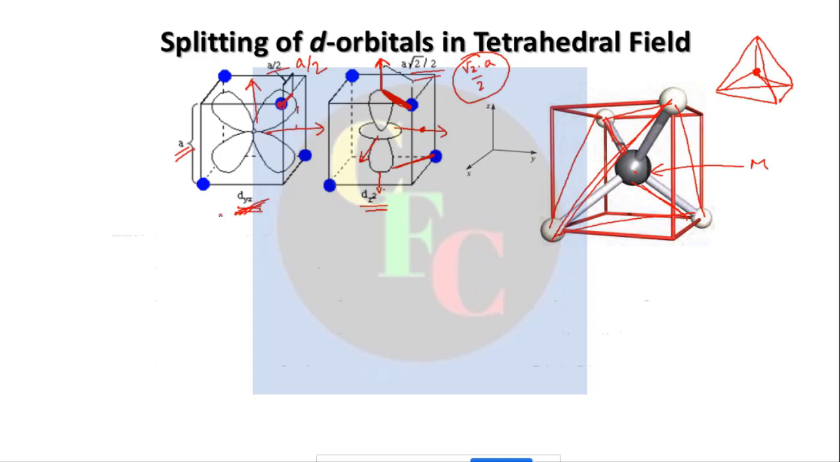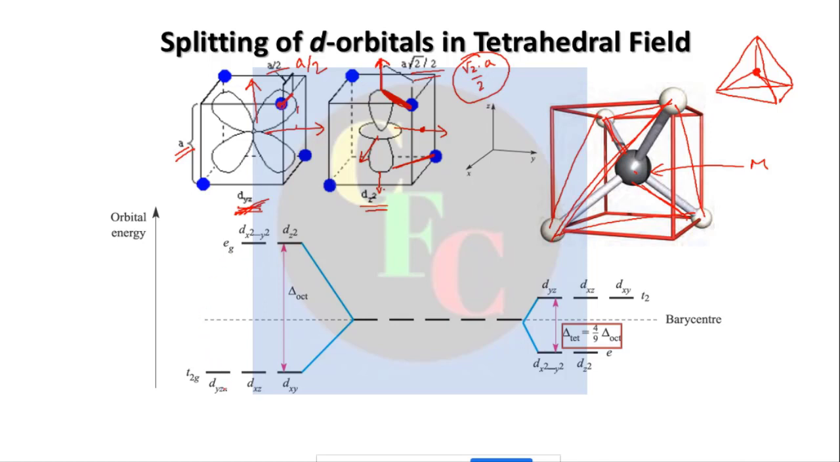As such, now the reverse thing happens. The reverse of the octahedral field occurs, right? Now dz square and x square minus y square have gone down compared to the barycenter, and xz, yz and xy have gone up. And see, the splitting is also lower. Why is the splitting so small? This is because there is no direct repulsion between the electrons in the orbitals and the electrons of the ligands, right?